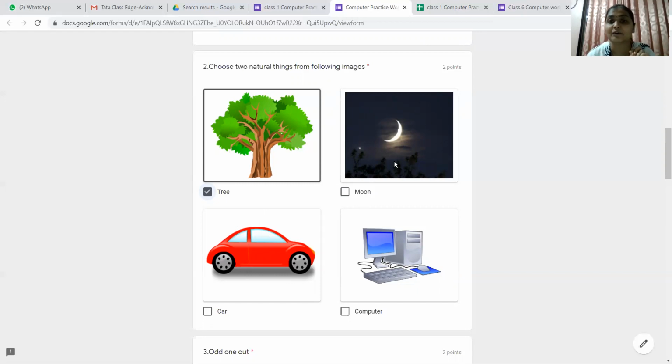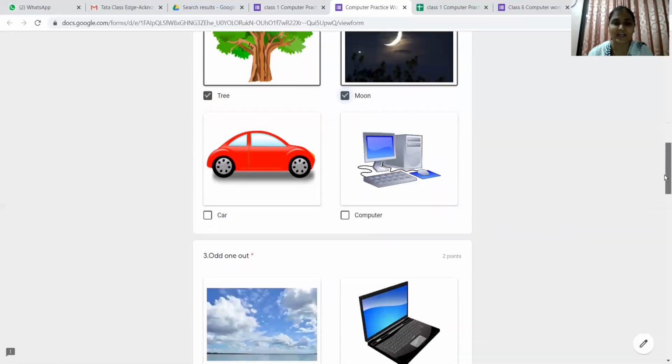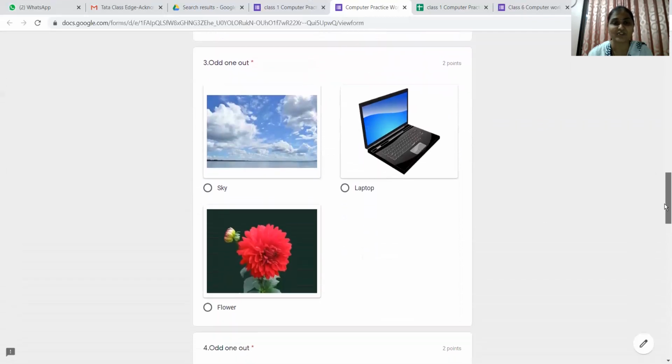Okay, next, this is a moon. Moon in the sky. Yes, it is also a natural thing. So we are going to check this. And this is a computer, which is not a natural thing. Computer is a machine. So yes, we have got the 2 natural things over here. So we're done with this question also. Okay, let's go to the next question.